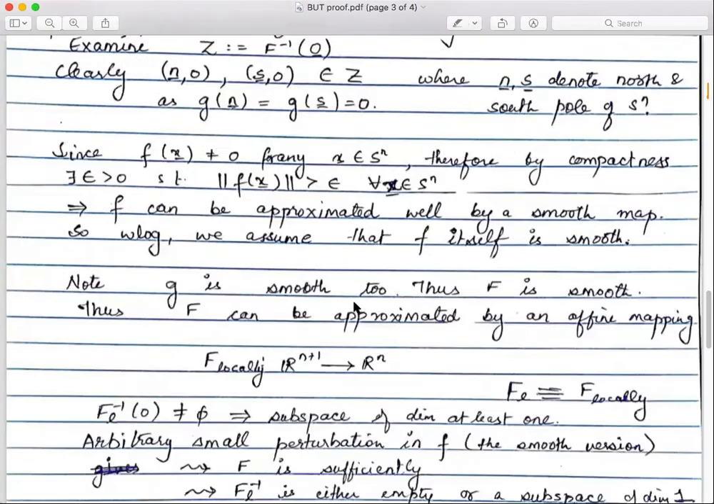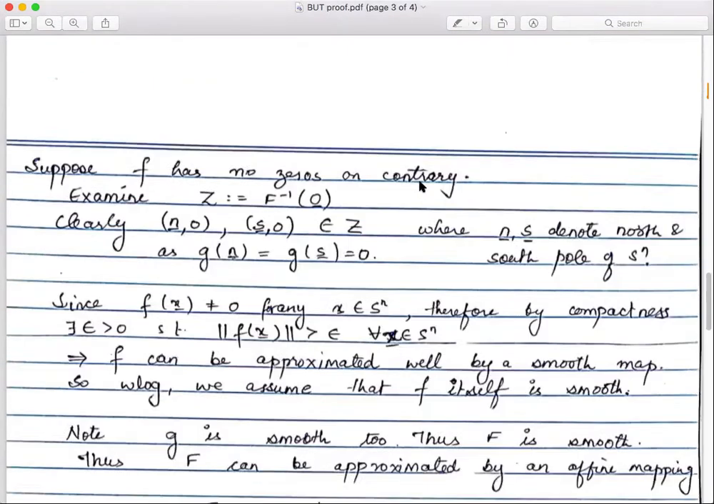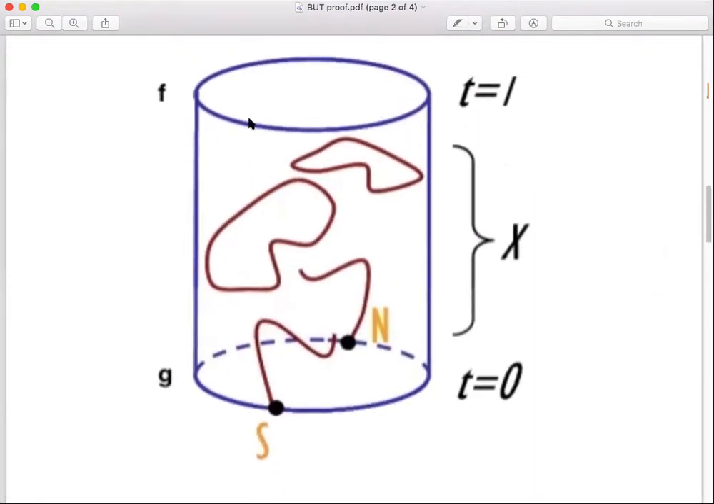So Z is a union of these closed cycles or paths whose endpoints lie on the boundaries, that is t equal to 0 or t equal to 1. It might as well be here also. But notice that in either case, you will never have a Y type of structure. You will not have three line segments emanating from one point. If, let's say, you're standing here, half of this is here and half of this is here, so you have two directions to go.